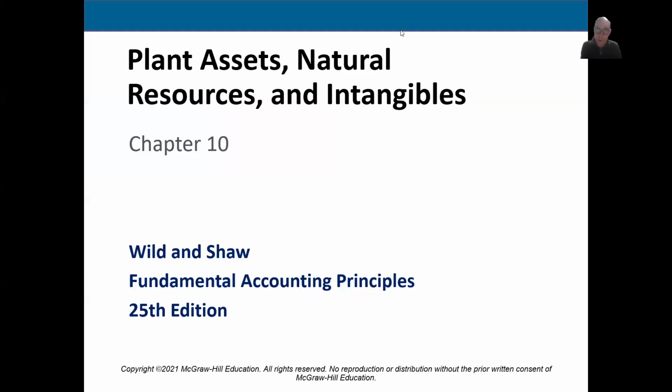All right, thank you for your patience as we switch gears to talk about property, plant, and equipment. These are also known as fixed assets. And so we're going to talk about the accounting process for fixed assets. We're also going to jump into a concept called depreciation.